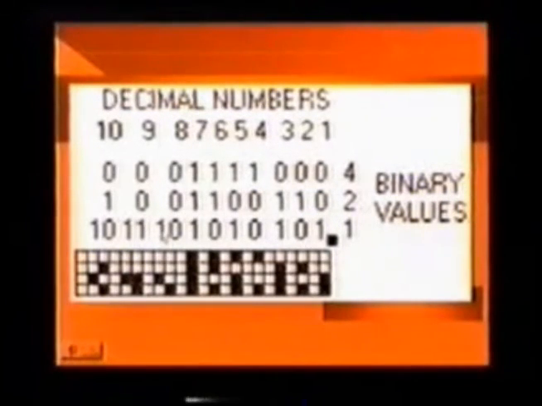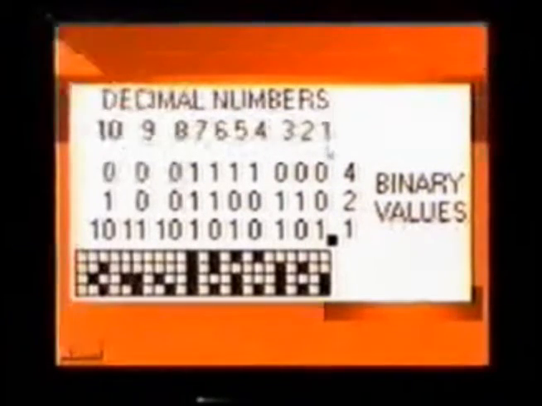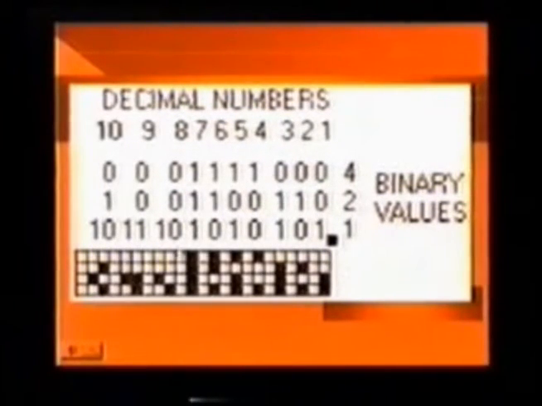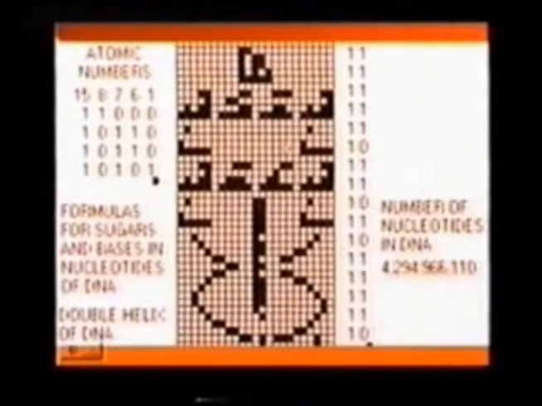The dot in this column indicates a value of 8. In these 2 columns we have a value of 8 plus 1 for a total of 9. And in these columns we have a value of 8 plus 2 for a total of 10. You can now see how the numbers of 1 through 10 can be represented by dots and spaces.